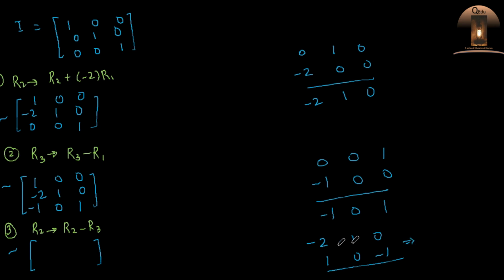This will be equal to adding these two elements: minus 2 plus 1 will be equal to minus 1, and then 1 plus 0 will be equal to 1, and then 0 minus 1 will be equal to minus 1, in place of row 2. So here we have minus 1, and then 1, minus 1. The elements of the first row will be the same. The elements of the third row will also be the same.